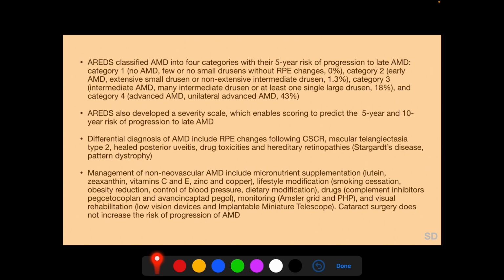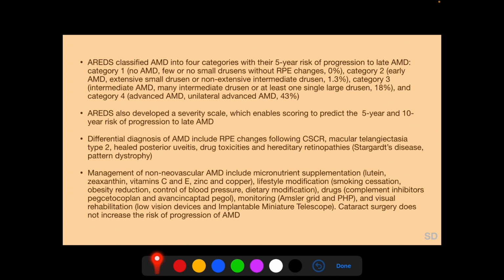Differential diagnosis of non-neovascular AMD include retinal pigment epithelial changes following central serous chorioretinopathy, macular telangiectasia type 2, healed posterior uveitis, drug toxicities, and hereditary retinopathies such as Stargardt's disease and pattern dystrophy.